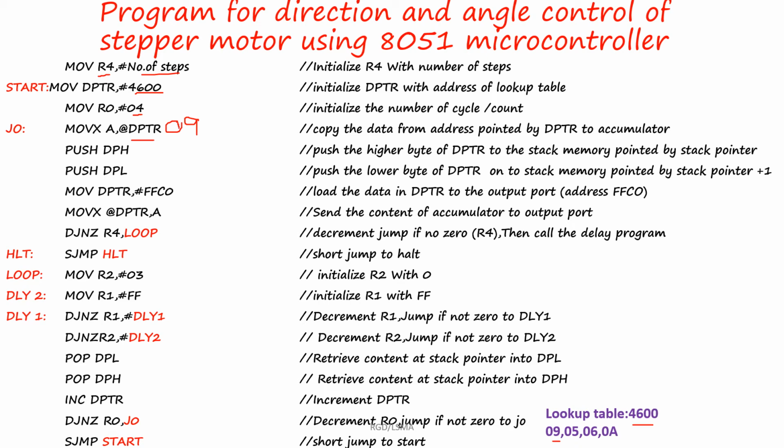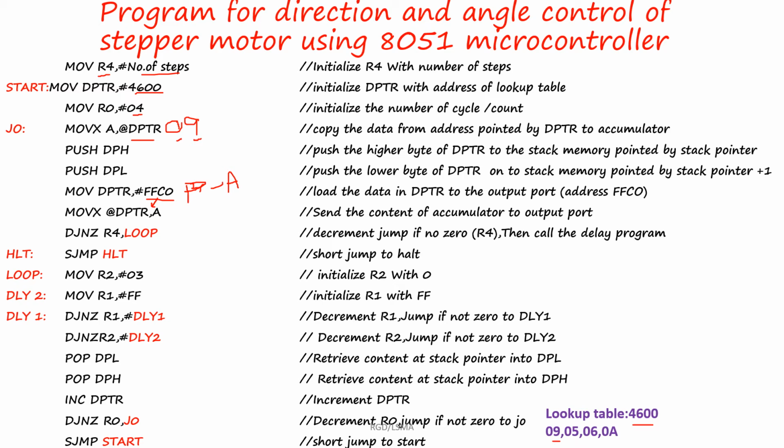So here it is 8-bit data. You can take the higher order byte, then I can take the lower order byte. So you are just pushing this data to the stack memory pointed by the stack pointer. After getting this data, you can send it to the output port of your microcontroller. So here the port address I am using is for port A. The address is FFC0. So after getting this 09 data, you can load the FFC0 address to the DPTR. Then the data available in the accumulator, you move to the address in DPTR. So here the address in DPTR is nothing but FFC0, that is the output port address of your microcontroller. So I'm just sending the 09 data to the port A address.